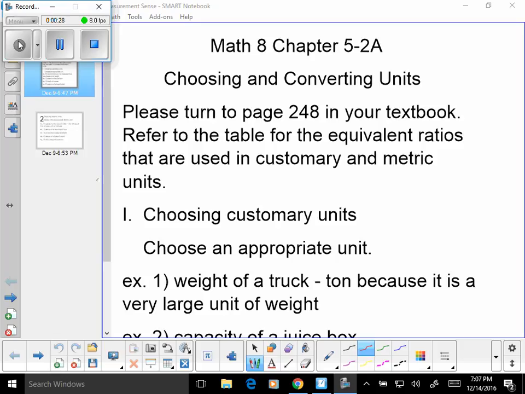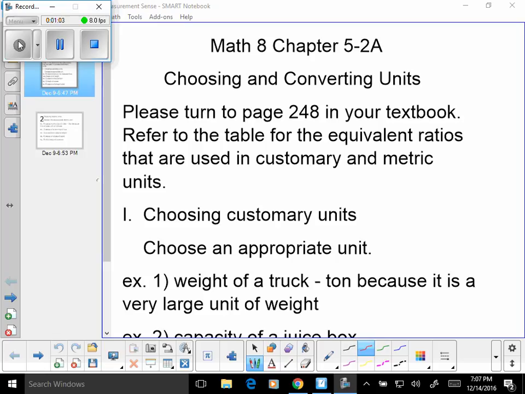If you'll notice in the table, they go from the smaller unit of inch to the larger unit of mile in the customary units of length, and then in the metric units from small centimeter to larger kilometer as well. And that same concept is true for the capacity and for the weight. Now you'll note that they call it mass for the metric, but they use mass in a different way than we do in science. So they use it very interchangeably with weight.